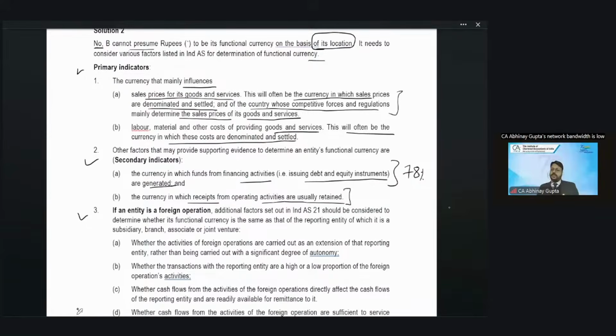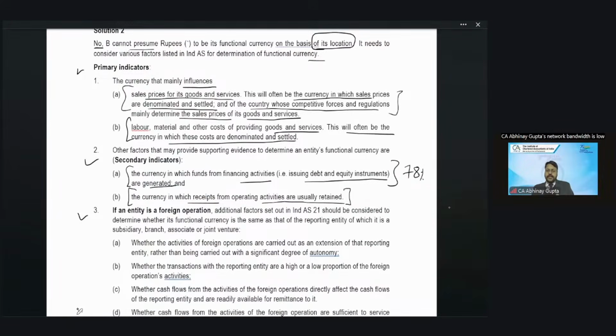So sales are happening in USD, contract bidding is happening in USD, 30% cost is happening in USD, 78% finance is happening in USD, and the monies are also retained and remitted in USD, right? So that's why USD is the functional currency for the B Limited, in spite of the fact it is situated in India, and 70% of the cost for providing construction services is happening in INR. Clear? Any questions? No, sir. Clear, sir.